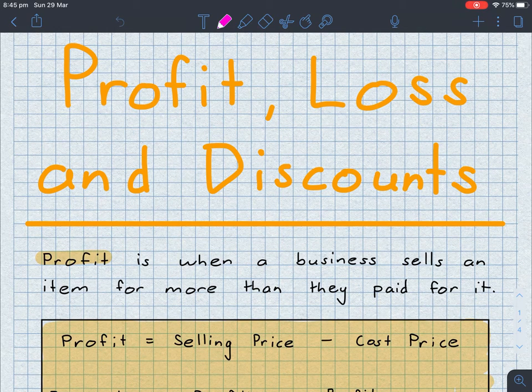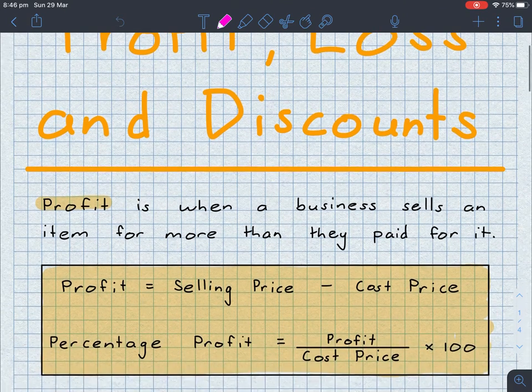Hi Year 9. Today we're going to have a look at profit, loss and discounts. So these are all things that we encounter when we're looking at prices of things. So we're talking about items that we're buying and selling. So we're going to start with profit.